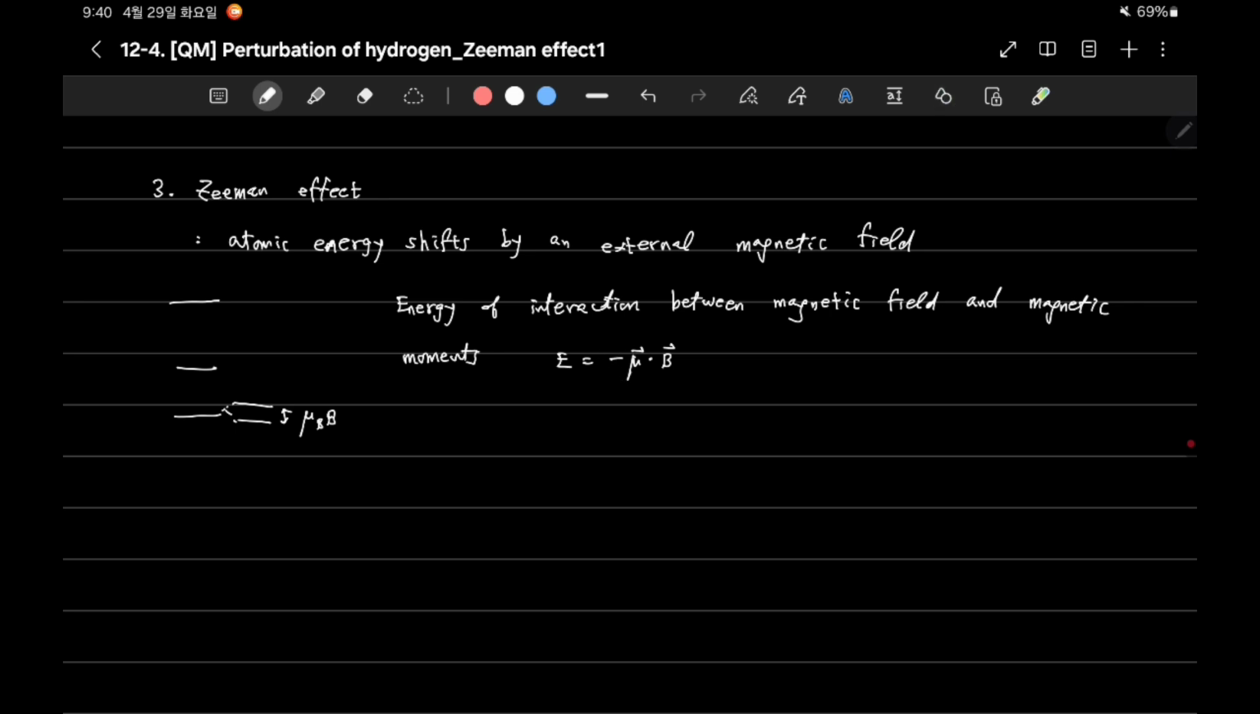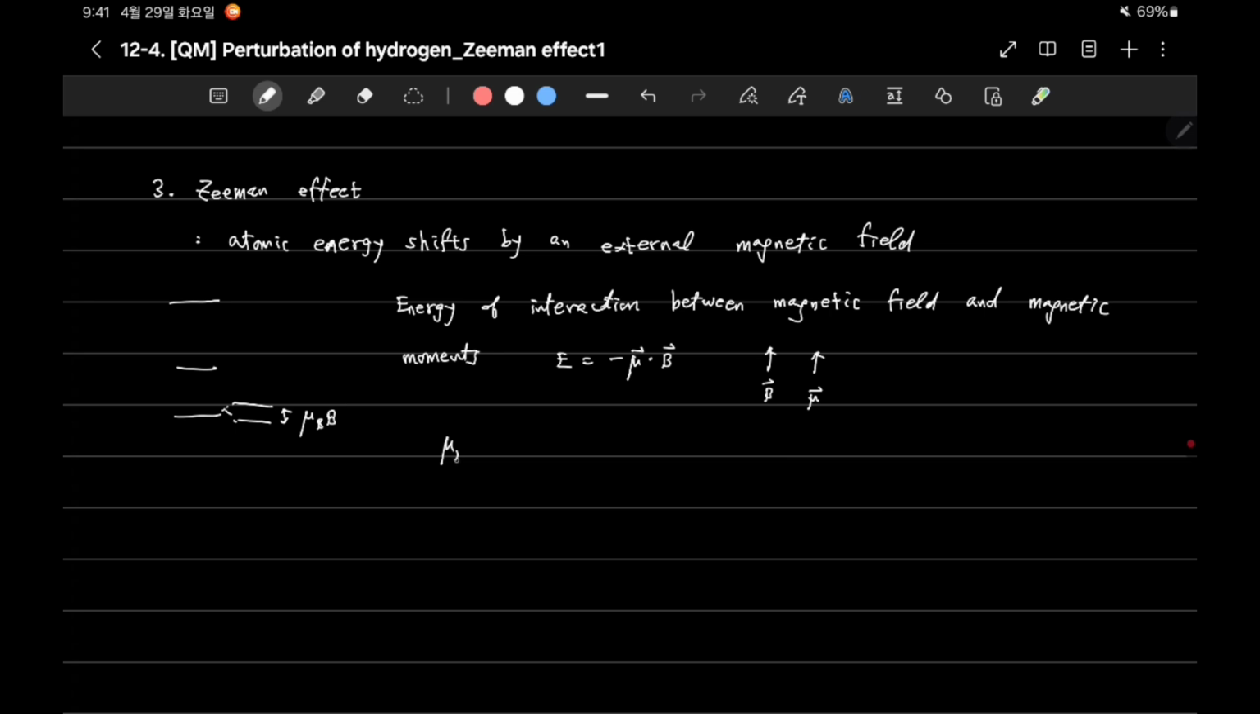So the negative energy means that it is stable when you apply a magnetic field, and the magnetic alignment along the magnetic field direction is low energy. When you apply a magnetic field like this and the magnetic moment is also parallel, it is energetically favorable. That means the minus sign. Here we should differentiate mu: it is a vector quantity, the magnetic moment.